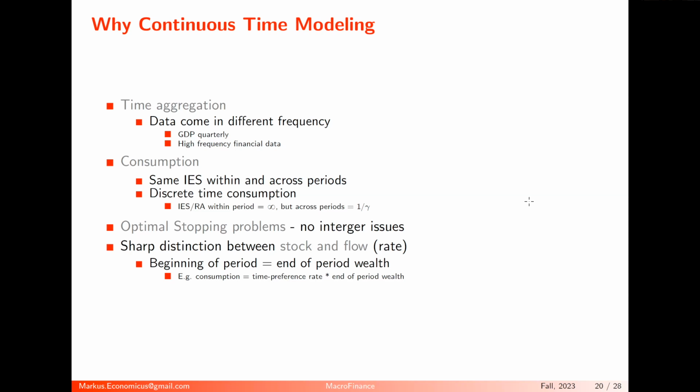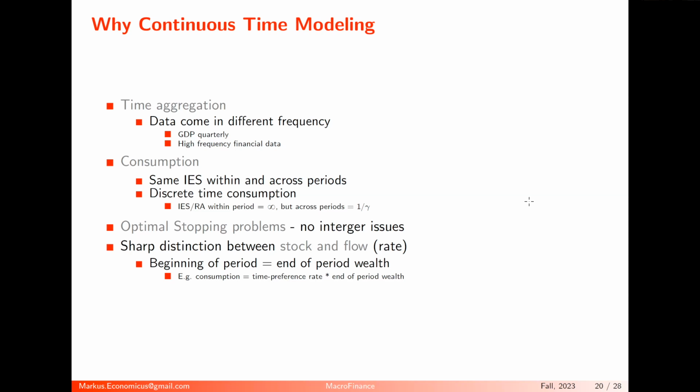And then often you want to combine this data. If you do macrofinance, you have the GDP numbers, which come in at the end of every quarter. And then you have some stock data, which come every day, or even intraday. So you want to combine things which come with different frequencies. And for this, a continuous time model is handy, where you can calibrate it to data with different frequencies.